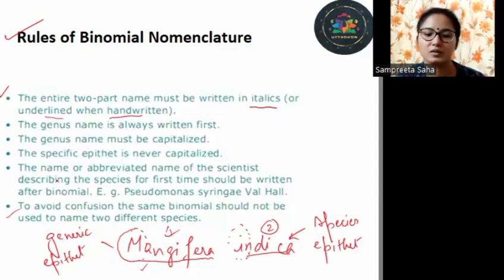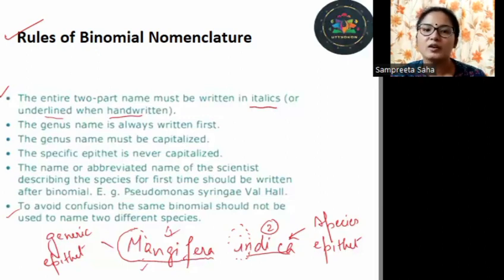That is all about the rules of binomial nomenclature. Now, why are we following the rules to name them? We could have named them anything. We use different local names for different organisms, right? Say, for example, in Hindi, we call it aam. In Bengali also, we call it aam. But in English, we call it mango. But the scientific community calls it Mangifera indica.